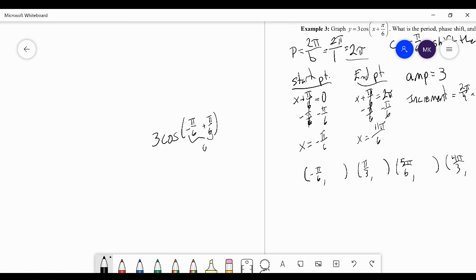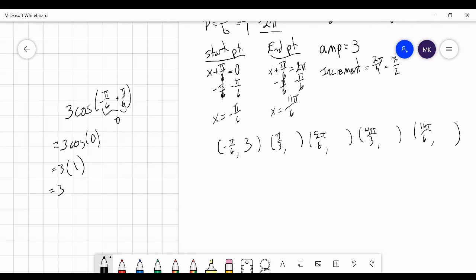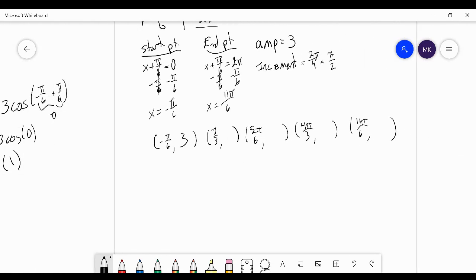This here gives me 0. So we get 3 cosine of 0. Cosine of 0 is 1. 3 times 1 is 3. Okay, and we do the same thing for all 5 of these points.